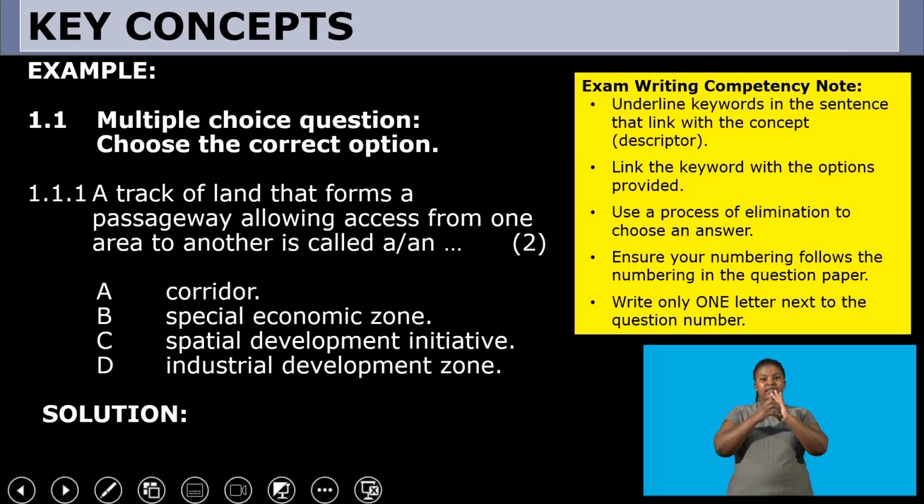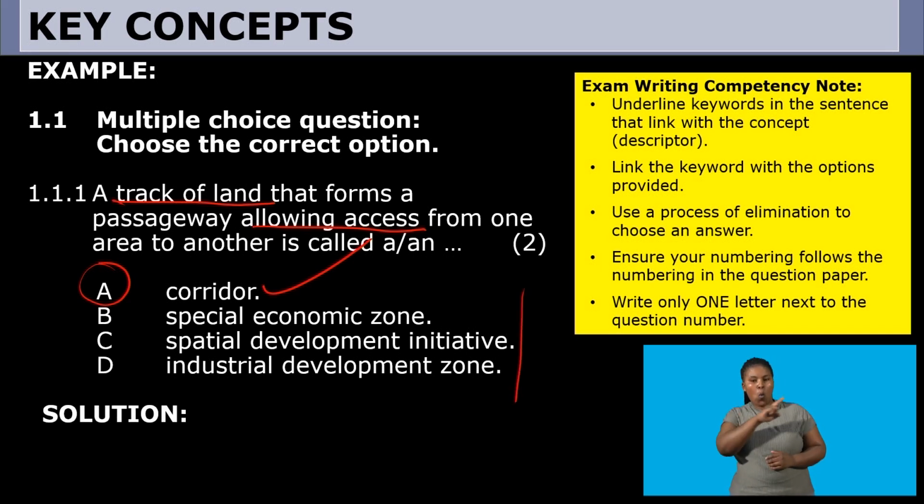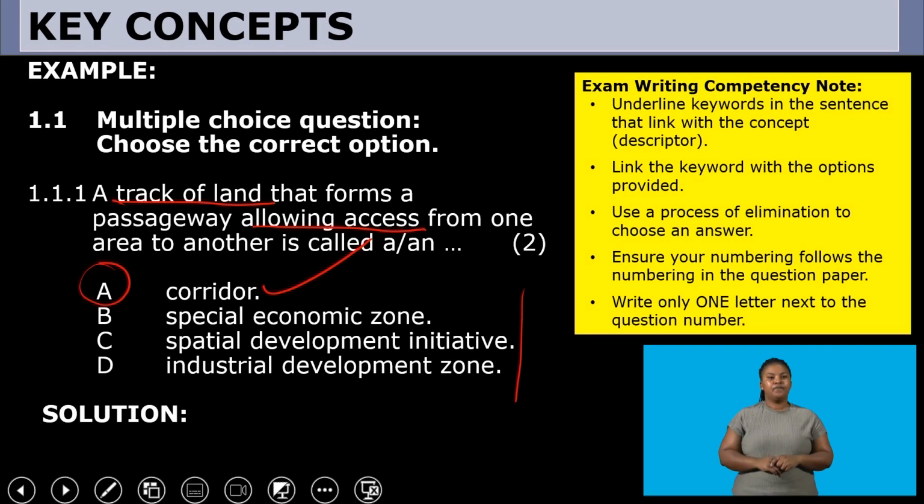A typical example of a multiple choice question under this topic says: a tract of land that forms a passageway allowing access from one area to another. Our answer will be a corridor. This is testing your understanding of the concept, because there are different types of industrial development endeavors or initiatives, but they want to find out whether you understand which one relates to question 1.1.1.